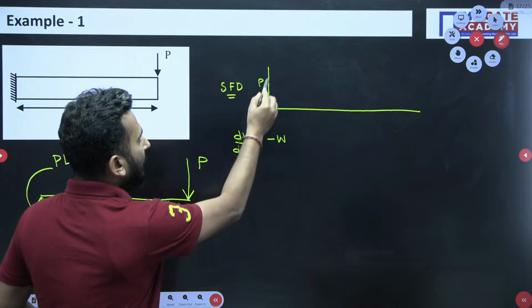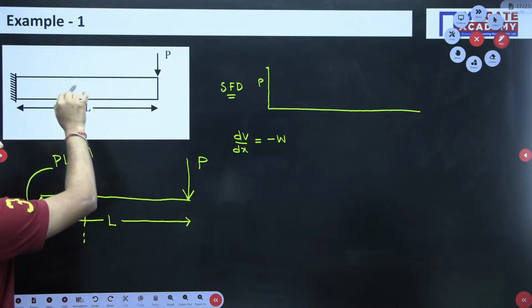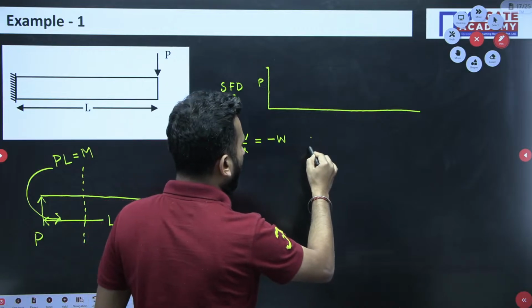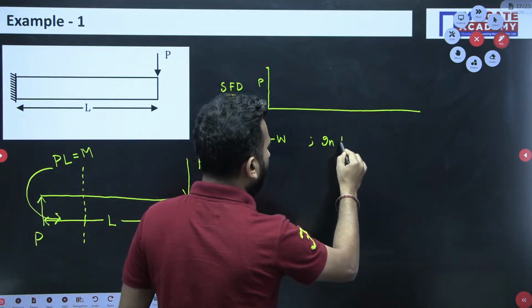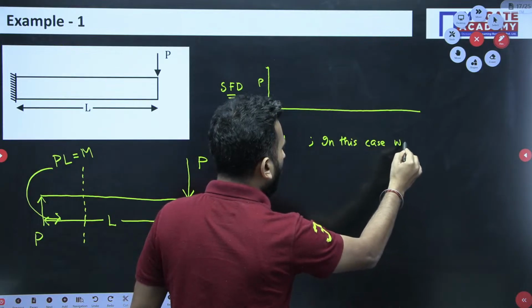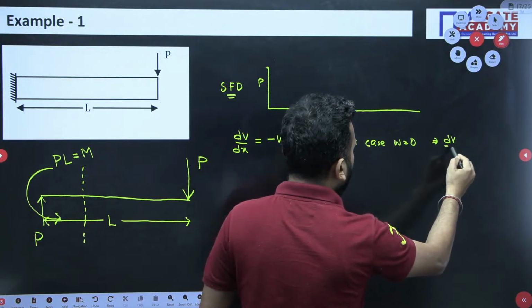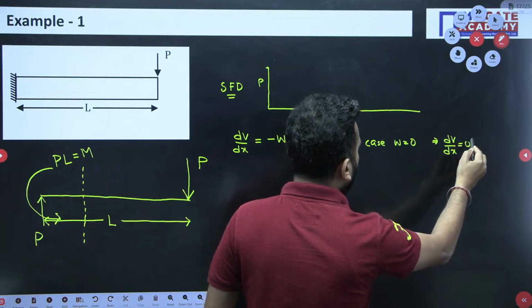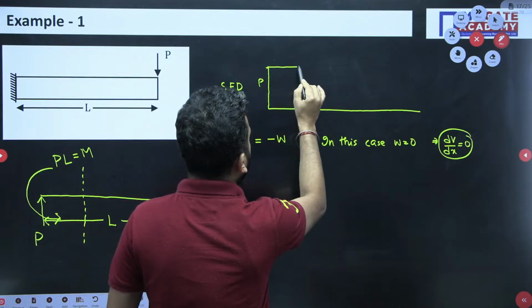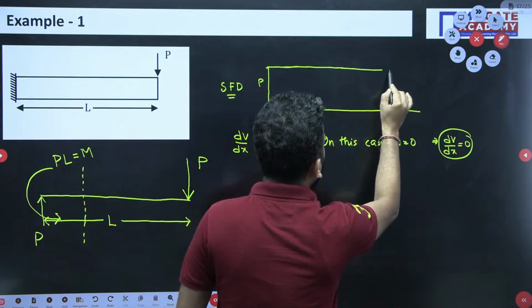So dV by dx equals minus W. Is any distributed loading present over here? No, it is not present. That means in this case W is 0, so dV by dx will be 0. So the slope is 0, and if the slope is 0, you move in a constant sense. You move in this way.